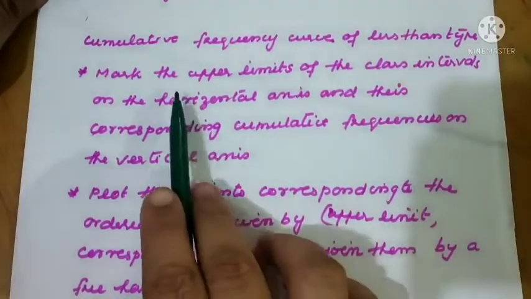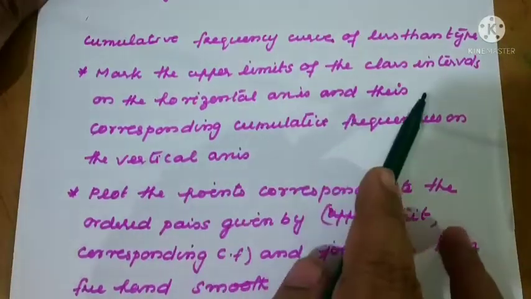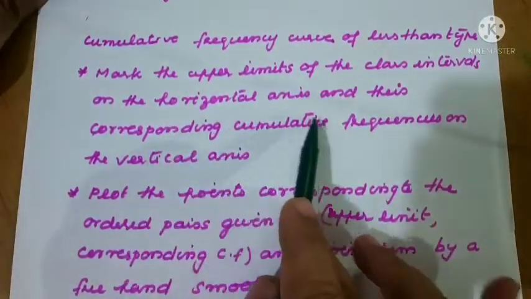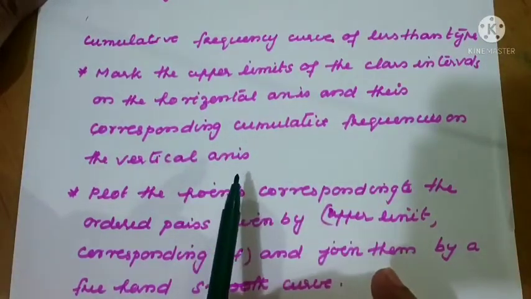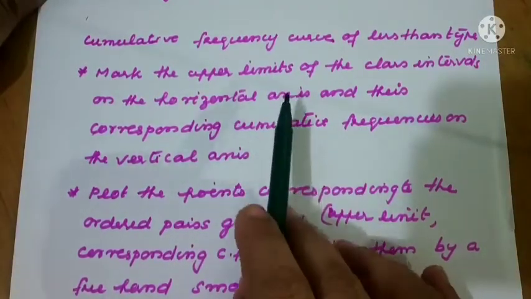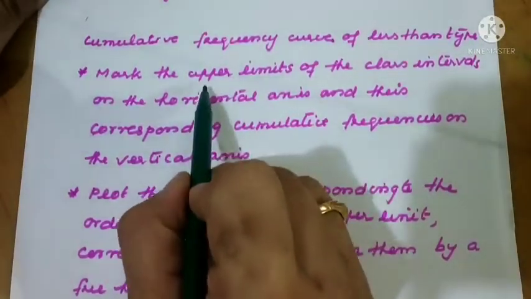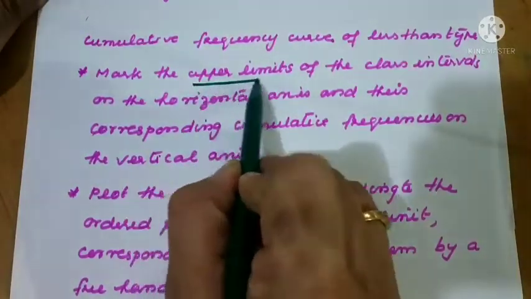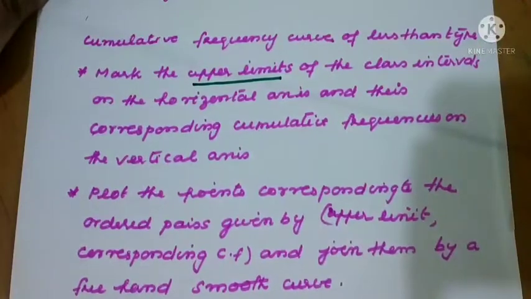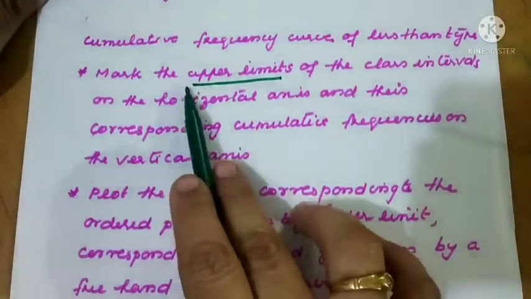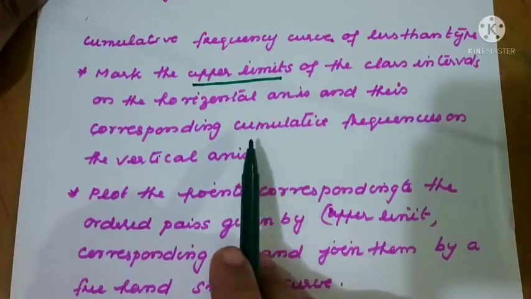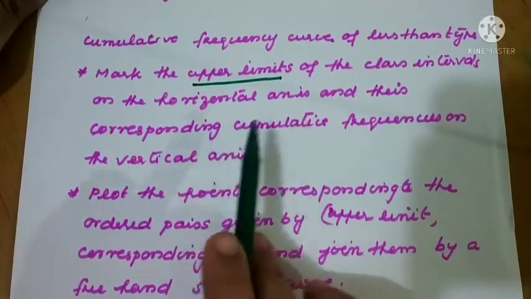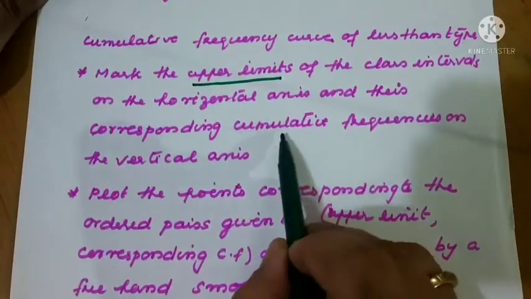Now what are the steps here? Mark the upper limit of the class intervals on the horizontal axis and their corresponding cumulative frequencies on the vertical axis, that means the y-axis. We have already learned that when the less than table is given, it is the upper limits of the class interval. So in the graph we should take the upper limits of the class interval on the horizontal axis, whereas the cumulative frequency goes on the y-axis.